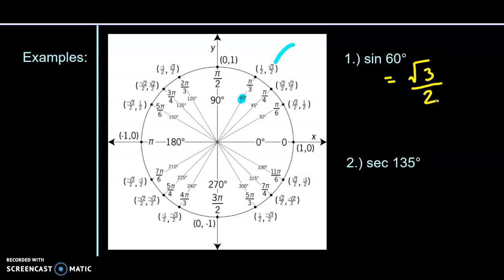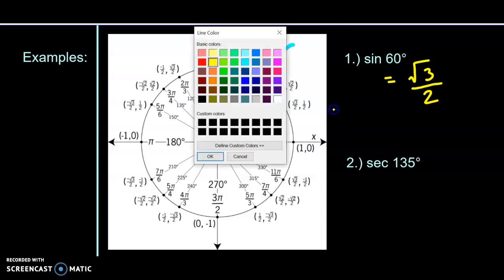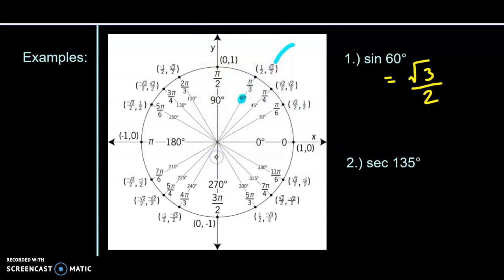Now let's look at 135. We're looking for secant of 135. So where is 135? 135 is right here. And secant is related to cosine. And remember, cosine is this coordinate right here, right? Our x. So if we're talking about secant, we're just going to flip those values. So it's going to be negative 2 over root 2, right? That would be secant of 135.